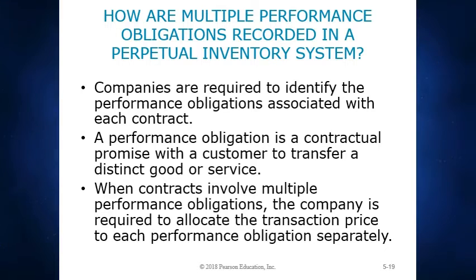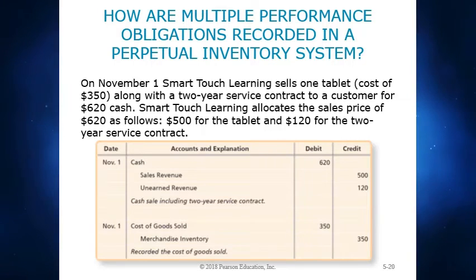So how do we do this? Companies are required to identify performance obligations associated with each contract, and that performance obligation is a promise. We have made a promise to the customer, and we have to deliver upon that. And when they involve multiple obligations, then we have to allocate the transaction price per obligation. So in order to do that, this is kind of what that looks like.